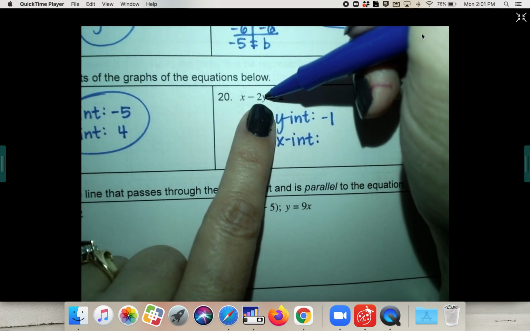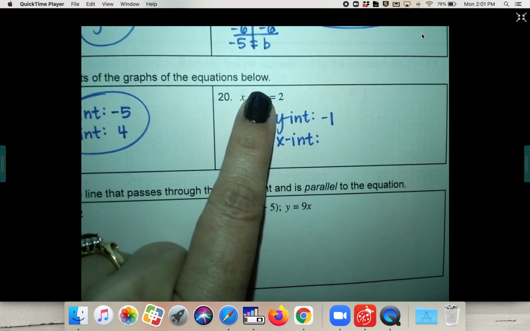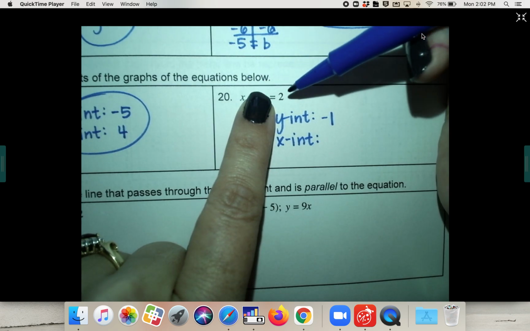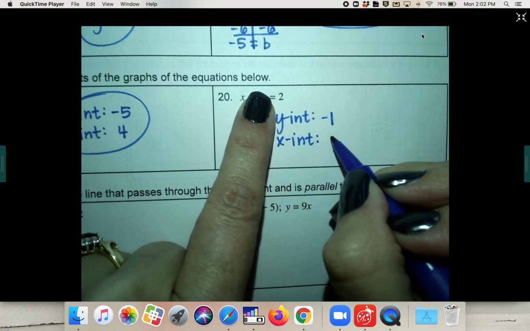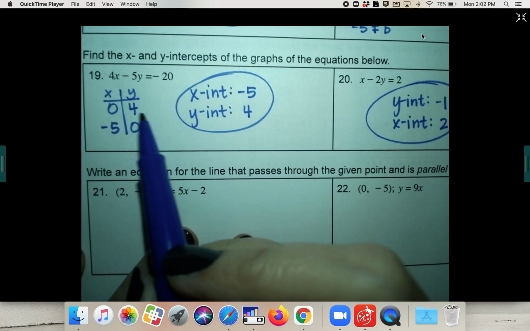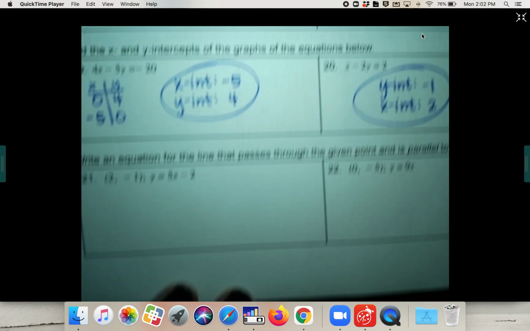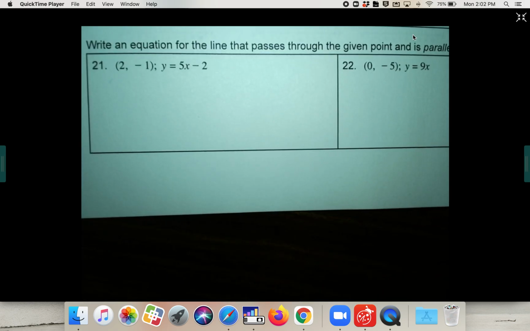So I'm going to cover up y times negative 2. That whole thing's gone. x just equals 2, and that's your answer. x isn't multiplied or divided by anything, so it's just x equals 2. So the x-intercept equals 2. You can write it like this, or like I said, you can leave it in your little table, however makes more sense to you. I'll take it either way. All right, moving on to the next section.